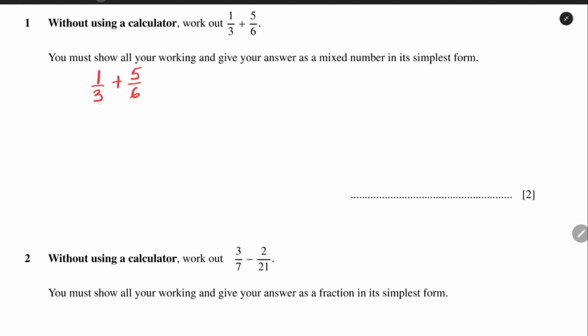So first method, I say I want to make these two denominators same. This is 6 and this is 3. What do I do to 3 to make it 6? I multiply by 2. So whatever I've done to the denominator, I need to do to the numerator. So this fraction, its equivalent will be 2 over 6 plus 5 over 6. Now that the two denominators are same, we can just add the numerators. That means I just have 2 plus 5 over 6, which is equal to 7 over 6.